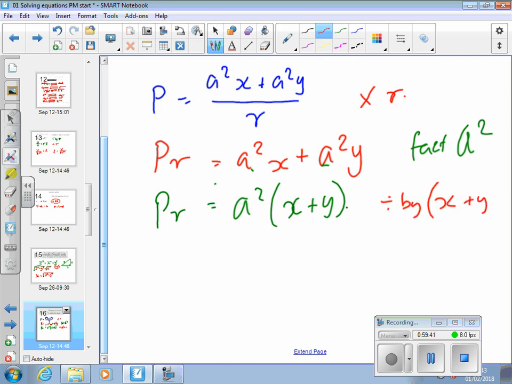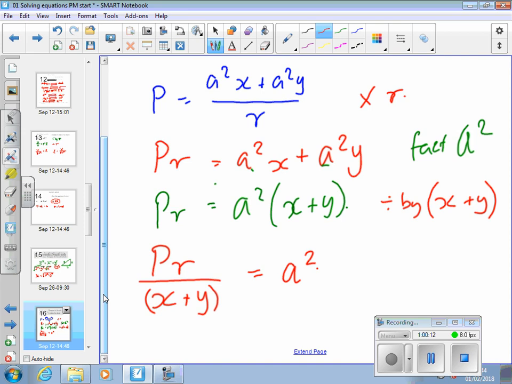x plus y. We can do that all in one go because they are bracketed terms, and we can take the whole bracket in one go. So we can say p over r divided by x plus y. Now, you don't have to put brackets on that. That's implied by the line. But if you remember it better by doing that, then please do. And that's to a squared.